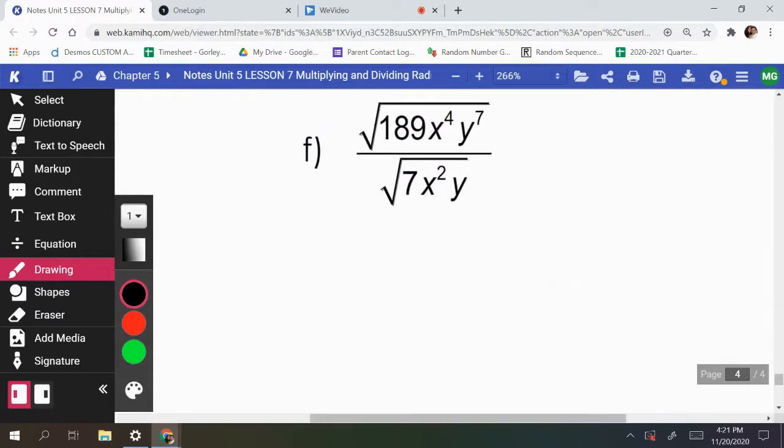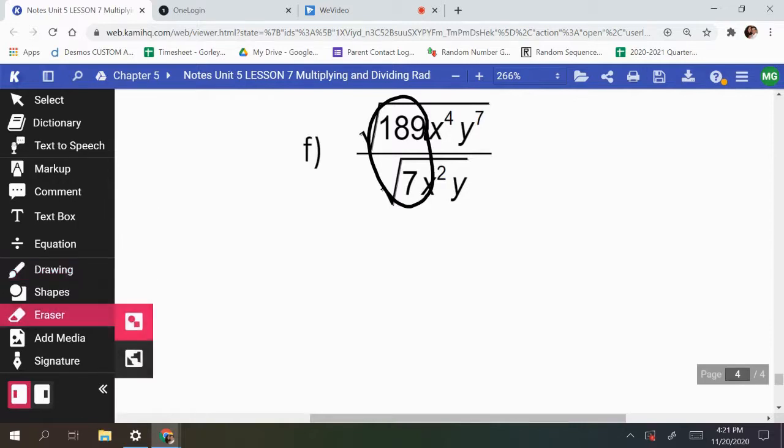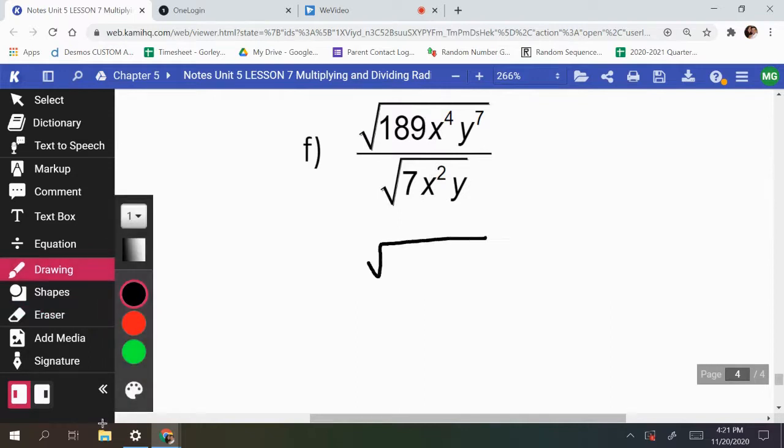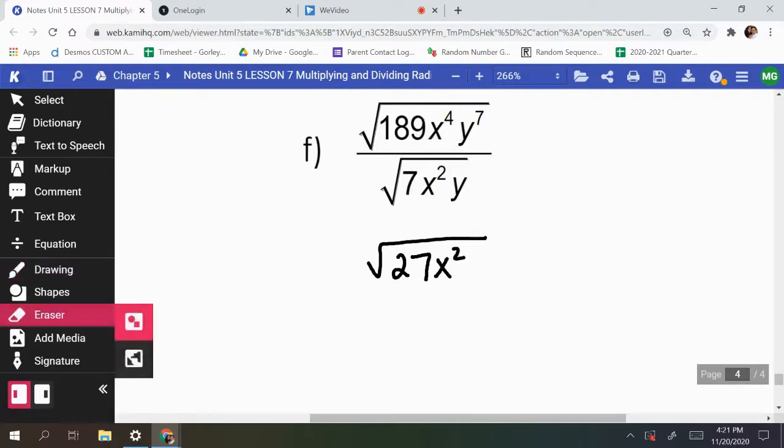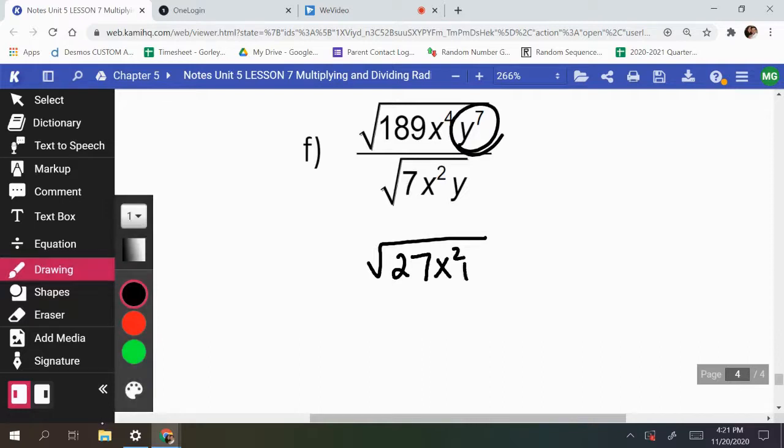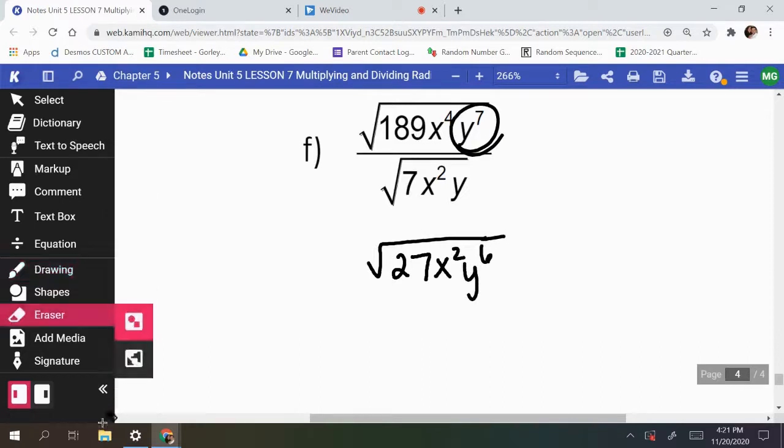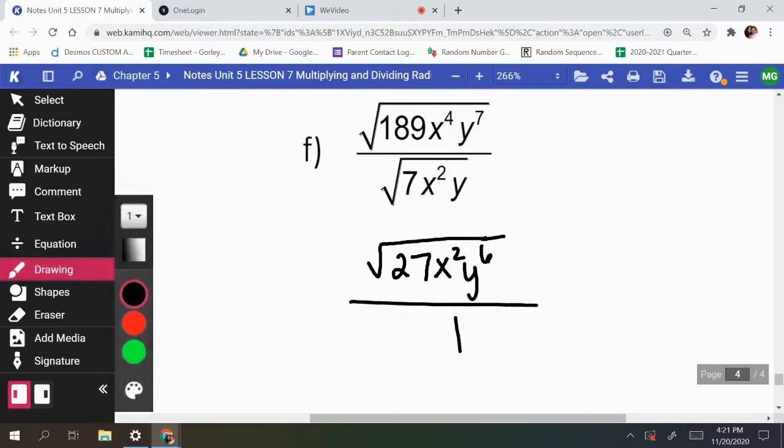For this one, they're both square roots. Let's try to do 189 divided by 7 and see where that gets us. That does work. We can do that. That's going to be the square root of 27. What's x to the 4th divided by x squared? That's going to be an x squared on top, right? And what about y to the 7 divided by y? There are 6 more on top, so I'll put y to the 6th. Okay, and this is all over 1, but that's implied, so I'm just going to erase that.